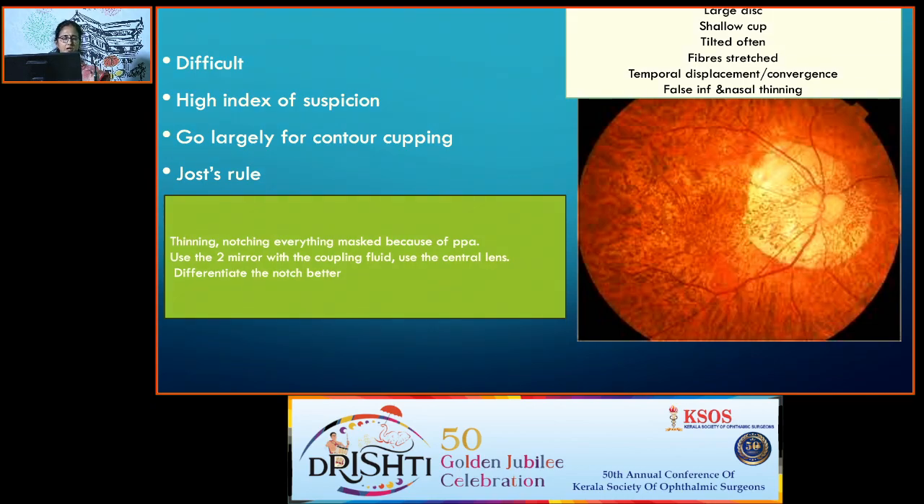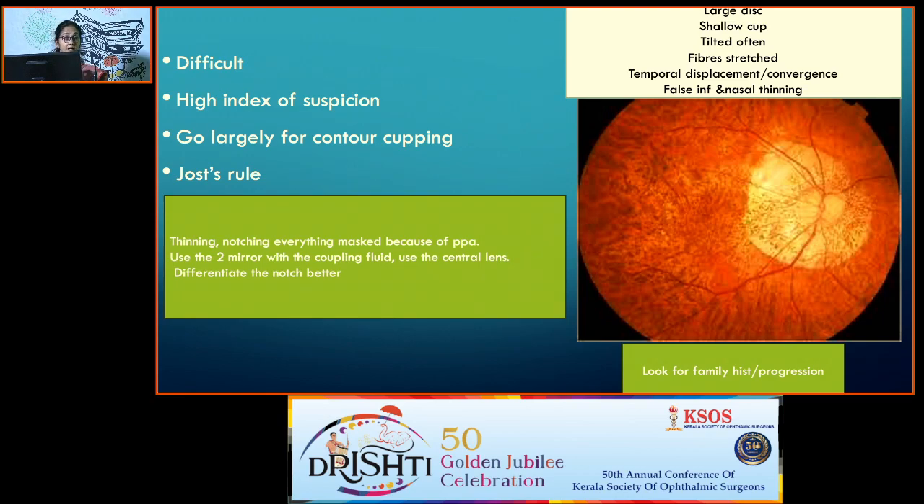You should always have a high index of suspicion. One important point I can point out is to go largely by the contour cupping rather than a color cupping. And this thinning, notching, everything is masked because of the parapapillary atrophy also. Another important point you can follow is to use a 2 mirror with a coupling fluid and use the central lens that can differentiate the notch better. And another important thing is you can apply Joe's rule. I will come to that.